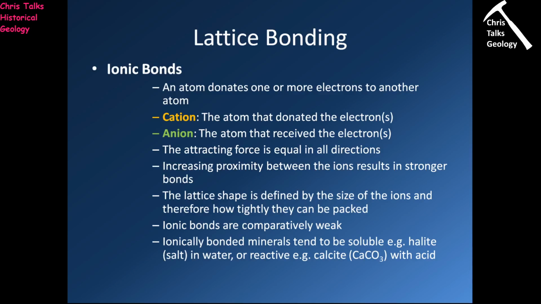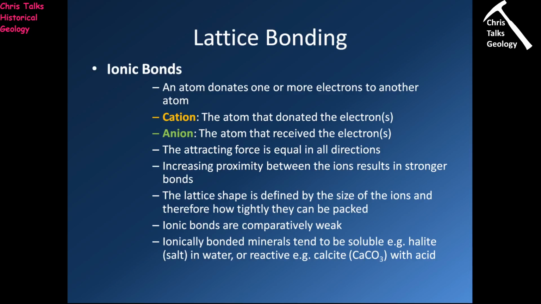So the first type of bond is called an ionic bond. In this instance, what we have is an atom that will give one or more electrons to another atom. So you'll have one atom that has 1, 2, 3 electrons that it's not really using, and you have another atom that really wants those electrons, and so the first atom goes, fine, take the electrons, and the other atom goes, great, thank you.